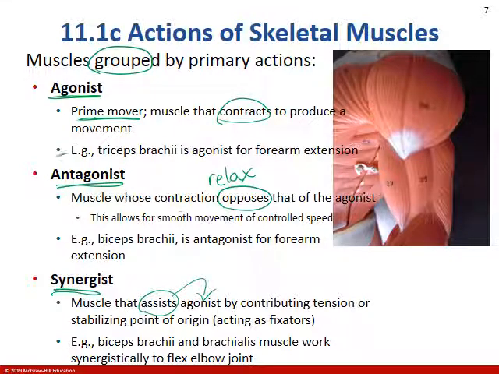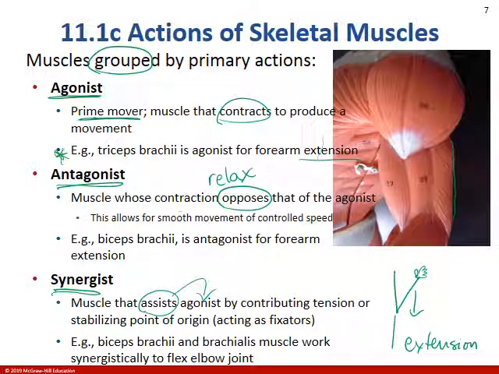So they give you examples here, and they're saying if you're trying to go to extension. So you're in flexion, and you're trying to bring your arm back down to its normal position, right? So that would be extension. In that case, this is your triceps brachii.